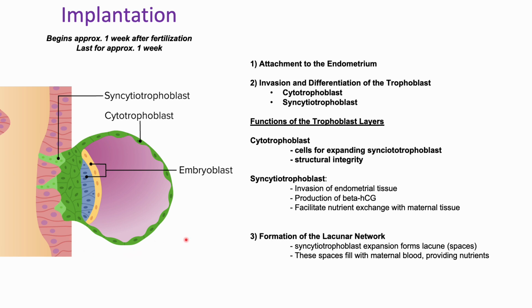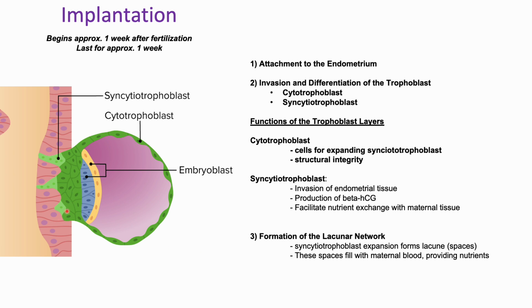These spaces are called lacunae. And within these spaces, they're going to fill with maternal blood. And as the syncytiotrophoblast continues to erode into maternal capillaries, the maternal blood flow is going to fill the lacunae, and it's going to establish that primitive uteroplacental circulation, which is going to really be the interface between fetal blood supply and maternal blood supply.